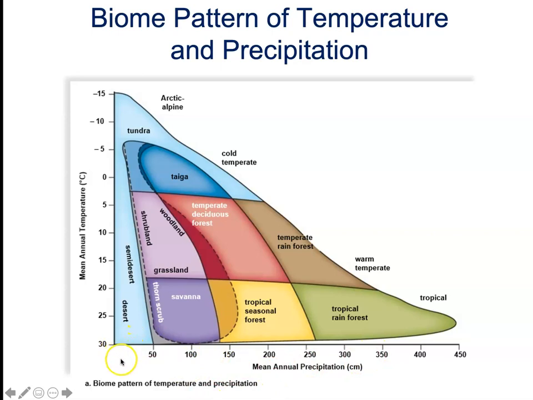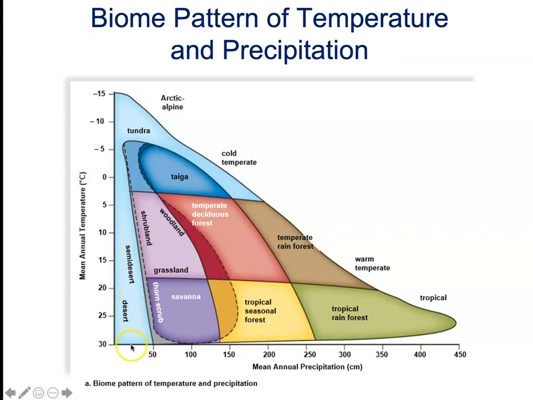Here we have temperature going down as we go up the graph. So as we go up, the temperature is decreasing. And as we go to the right, rainfall, or precipitation, is increasing. So over here in the very warm regions that have very little rainfall, we're going to see desert or semi-desert regions.